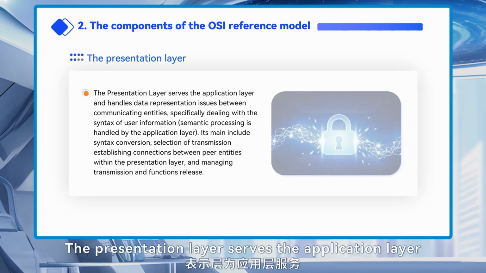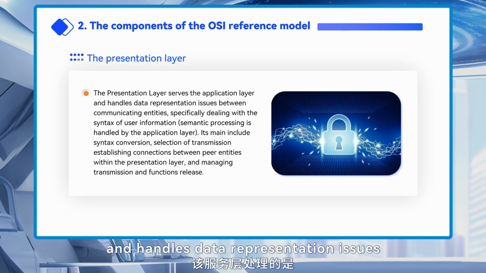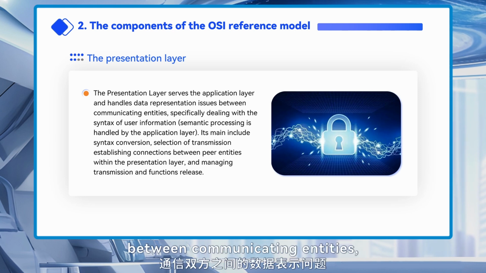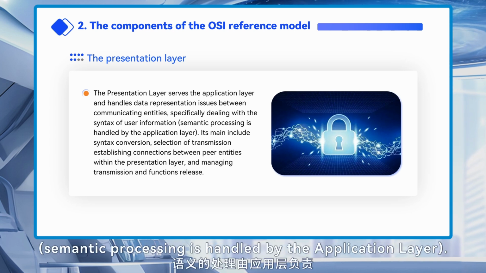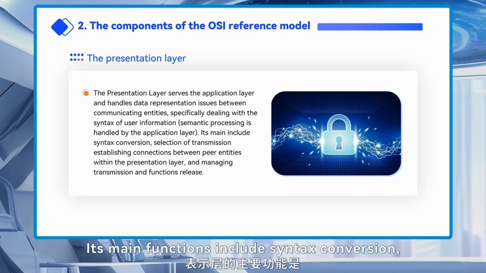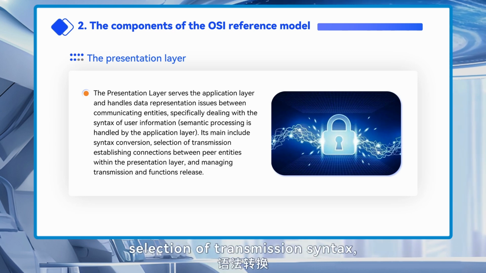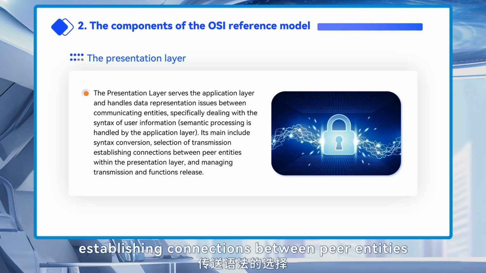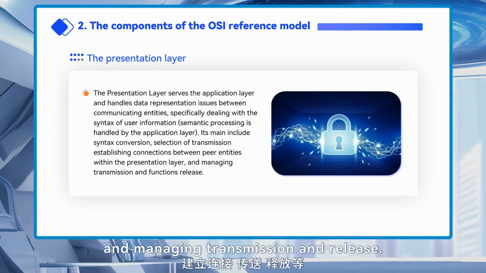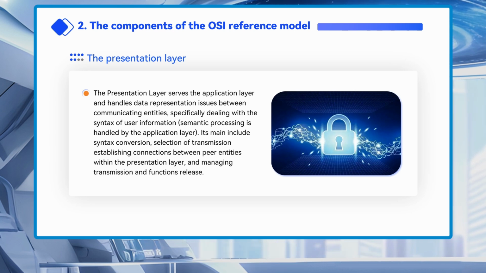The presentation layer serves the application layer and handles data representation issues between communicating entities, specifically dealing with the syntax of user information. Semantic processing is handled by the application layer. Its main functions include syntax conversion, selection of transmission syntax, establishing connections between peer entities within the presentation layer, and managing transmission and release.